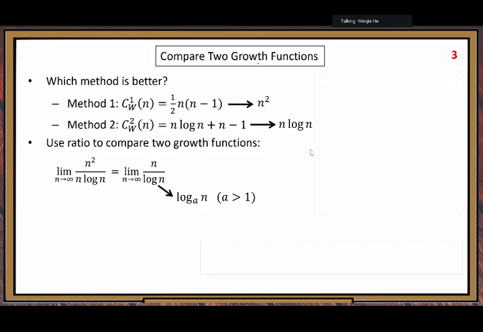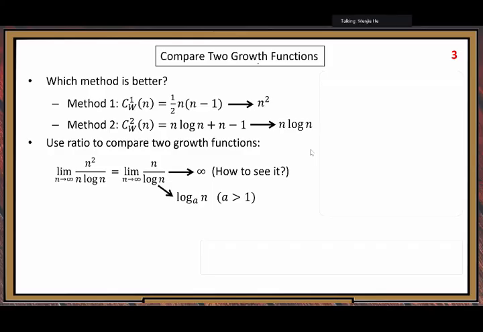When we do the comparison, the numerator is n, the denominator is the log function, and how do we calculate the limit? There is some method we can use. Here, I just give you the answer. The limit is infinity. When n goes to infinity, the limit is infinity. How to see it? There is some way we can see it.